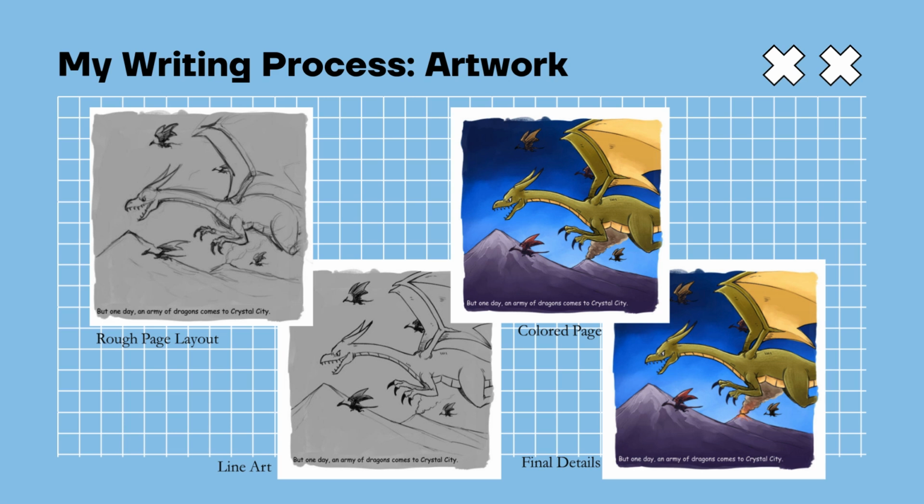From there, the illustrator worked on the rough page layout that you see here on the top left. After a little bit of back and forth, there is a little bit of a cleaner line art version that you see on the bottom left, followed by a colored page, and then the final page that you see on the bottom right adds a little bit more detail to emphasize a couple points that I wanted to get across with the graphics.